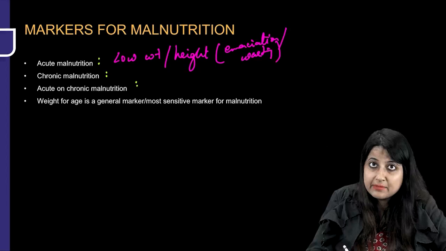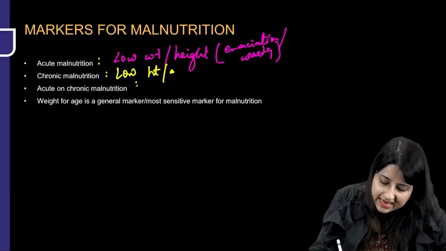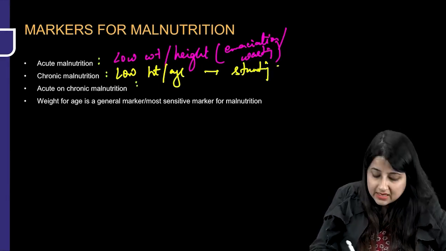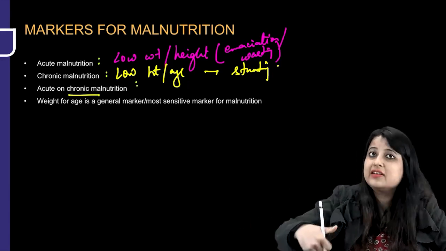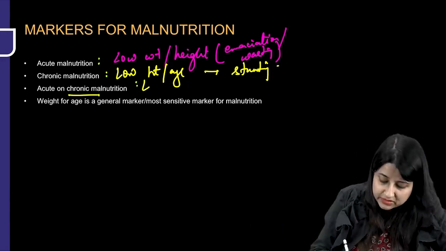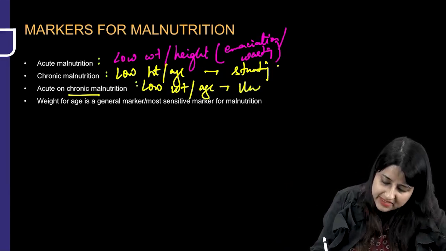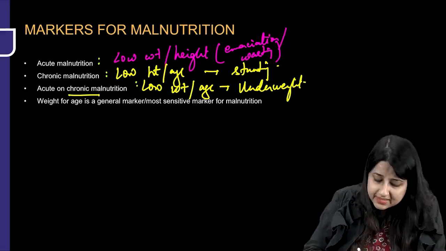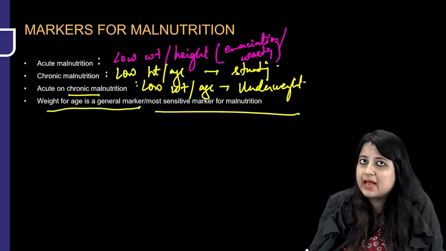But what is chronic malnutrition? Chronic is long standing, so low height for age, and this is reflecting stunting. Acute on chronic means you are chronically malnourished, and on that, acute has superimposed. This is low weight for age, which is most commonly being used to assess malnutrition status. Okay. See, weight for age is a general marker, the most sensitive marker for malnutrition.